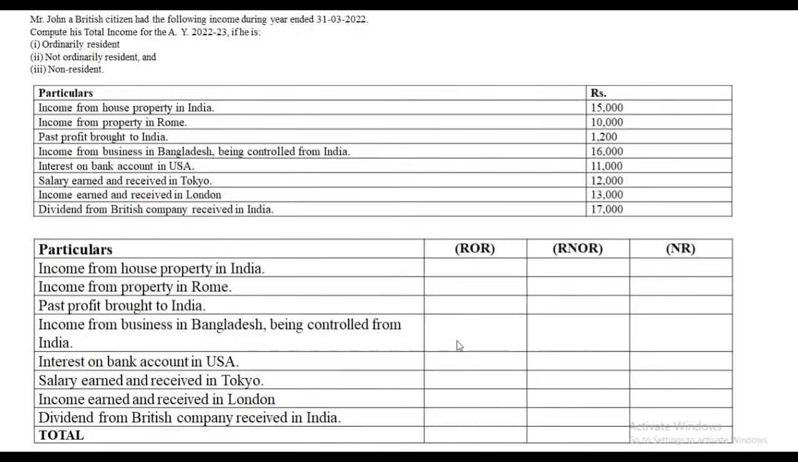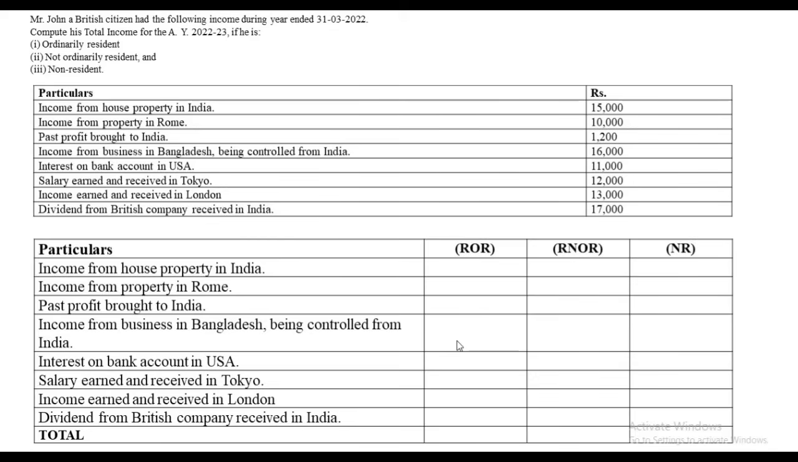Now see, the question given is like, Mr. John, a British citizen, had the following income during the year ending 31st March 2022, and compute his total income if he is an ordinary resident, not ordinary resident, and non-resident, and then they have given you the list of all the incomes. Now this is the question, or a similar kind of question will be there in your paper. Now see how we need to solve this.